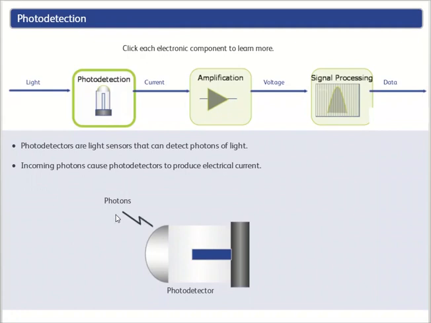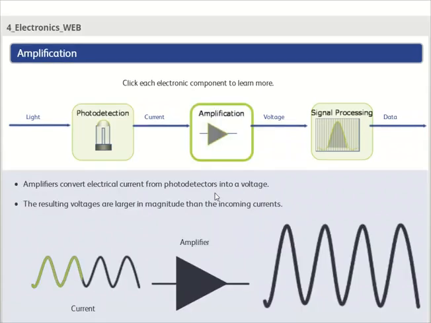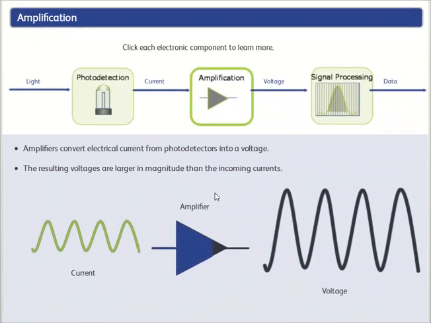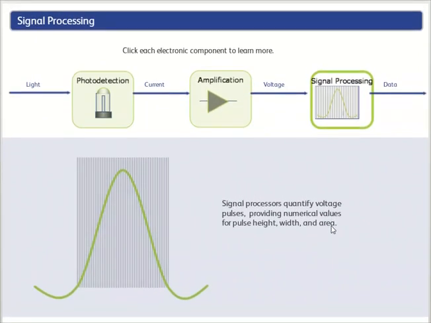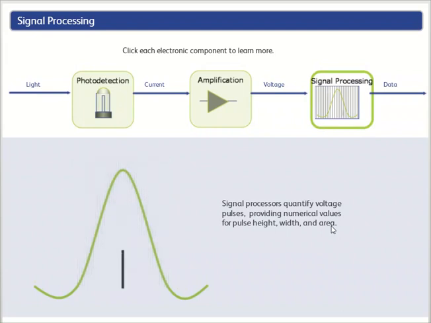Photodetectors are light sensors that can detect photons of light. Incoming photons cause photodetectors to produce electrical current. Amplifiers convert electrical current from photodetectors into a voltage. The resulting voltages are larger in magnitude than the incoming currents. Signal processors quantify voltage pulses, providing numerical values for the pulse height, width, and area.